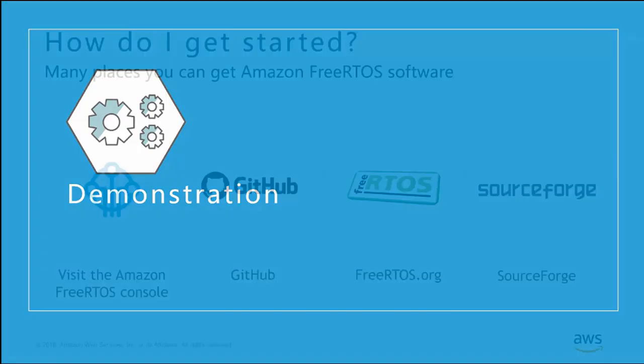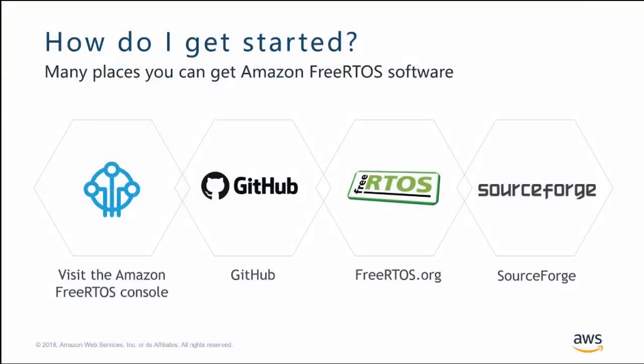So just to wrap up, I'd like to give a call to action here, how you can get started. So there are several places you can find Amazon FreeRTOS. The first and recommended channel is through the Amazon FreeRTOS console, which Dan showed you a little earlier on. All of our code is also available on GitHub under FreeRTOS. FreeRTOS.org was and will remain the home of the FreeRTOS kernel. And you'll also be able to find the FreeRTOS kernel on SourceForge.